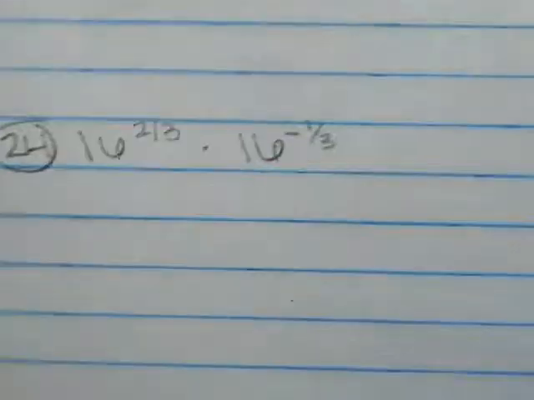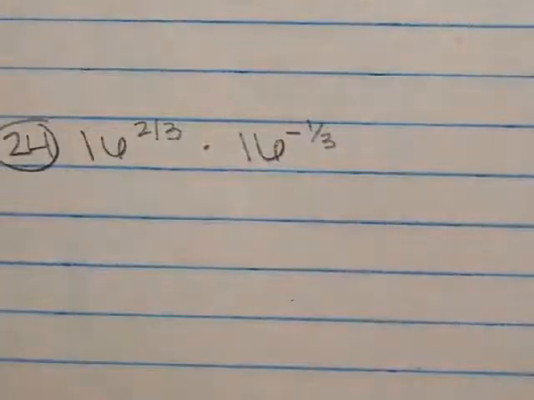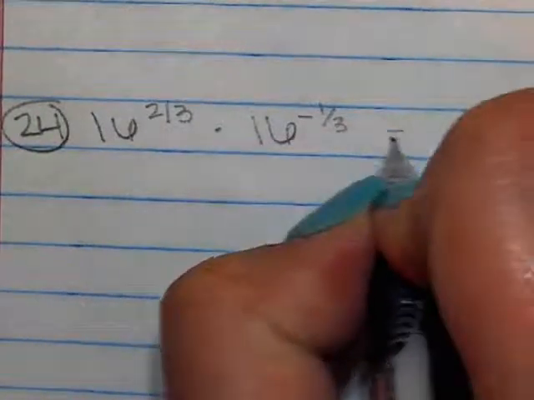Okay. 16 to the 2/3 times 16 to the negative 1/3. Wait. Well, it doesn't, so it is a negative exponent. What does it do? It gets positive, right? Because you have 2/3 plus negative 1/3. It gives you 1/3. The logic wasn't right, but it was the right answer. You were on the right track.